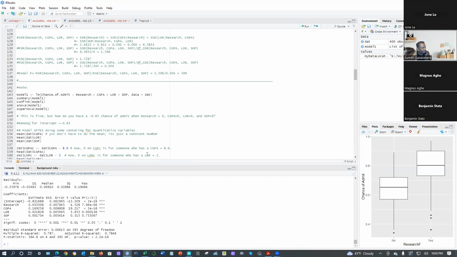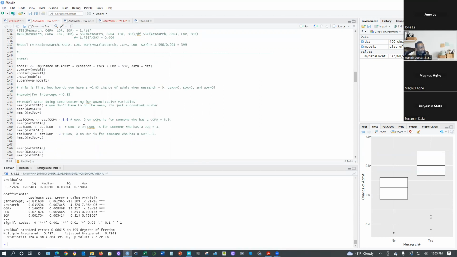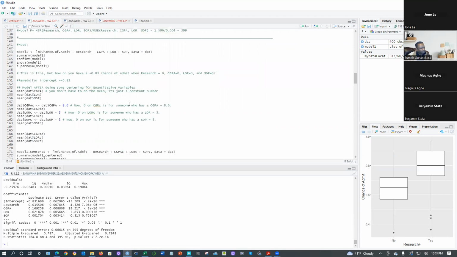Maybe this one, see? Oh, the intercept is negative. What are you going to do? You're going to center in this one. Look, I'm centering this one, okay? I'm going to get the mean of CGPA, the mean of LOR, and SOP. See, I can subtract the mean, okay?